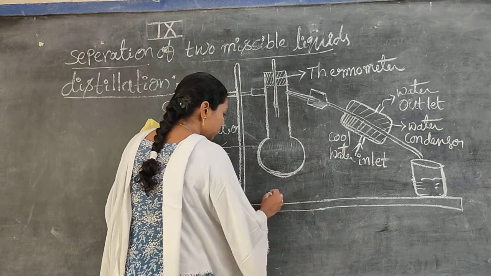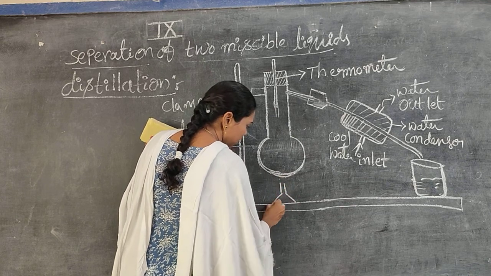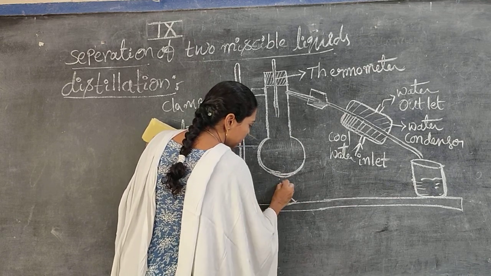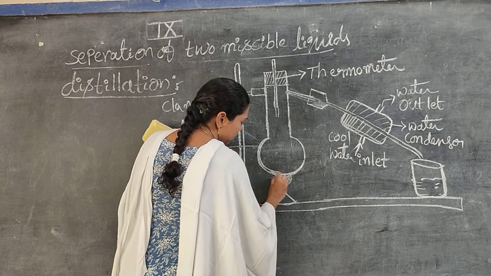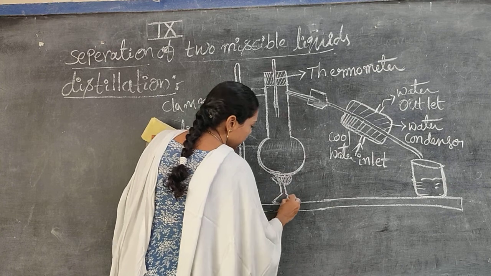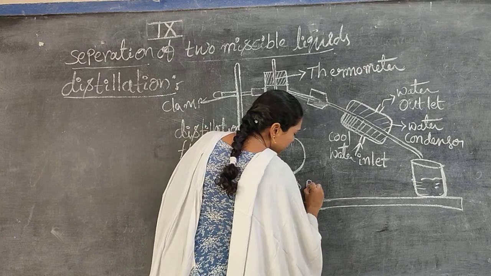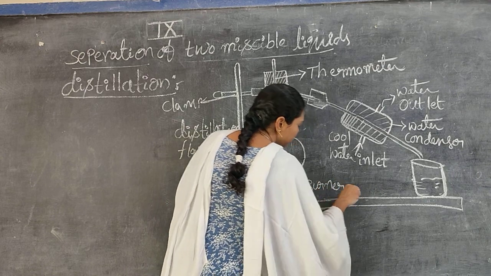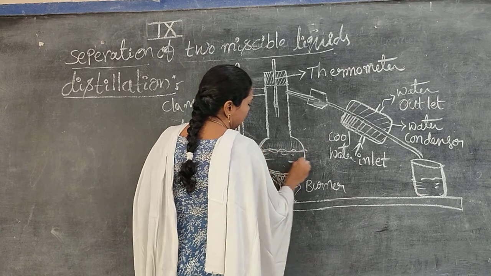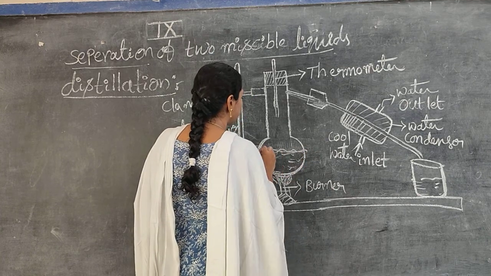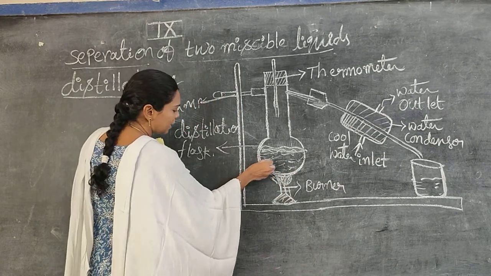By using a burner we heat the mixture. Which mixture have we taken here? Up to this point, we are taking the mixture of acetone and water.